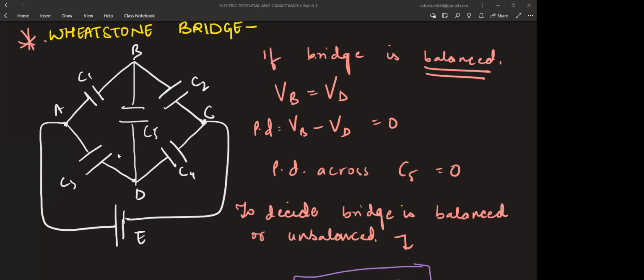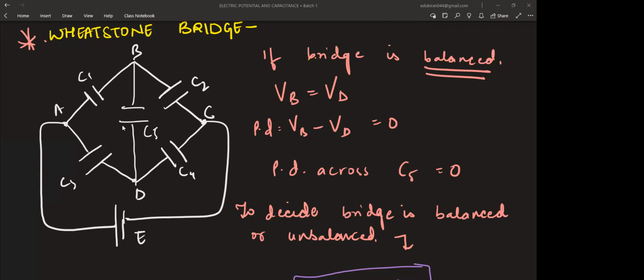Now, there's a condition by which we say the bridge is balanced or unbalanced. If the bridge is balanced, the potential difference between this point VB and this point VD becomes zero. VB minus VD is zero. If there is no potential difference here, no charge will be there either. Q is equal to CV, no V, so no Q. So we can easily eliminate this wire.